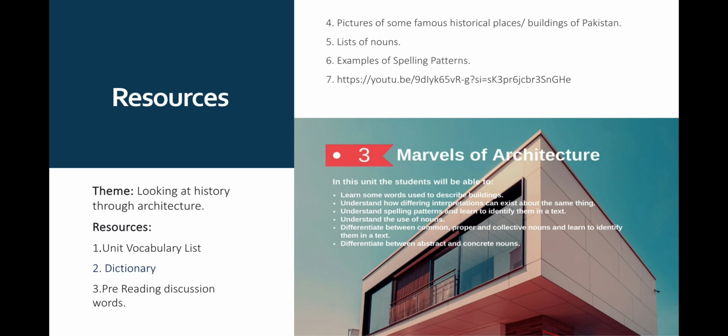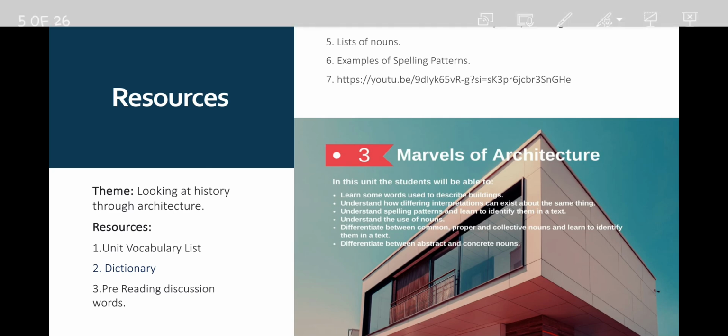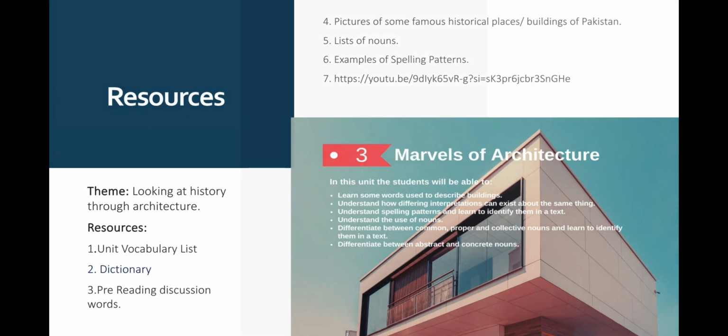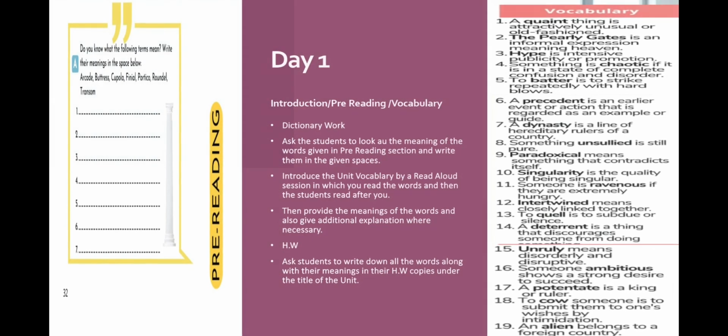Pre-reading discussion words are provided, and discussion questions are always provided. Please go through those and prepare the answers in advance. Pictures of some famous historical places and buildings of Pakistan are also required for teaching this unit. Lists of nouns are required, examples of spelling patterns, and I'm also sharing a small video with you. This link is about a small animated video about the Great Wall of China. So either you can search your own material or use this video.